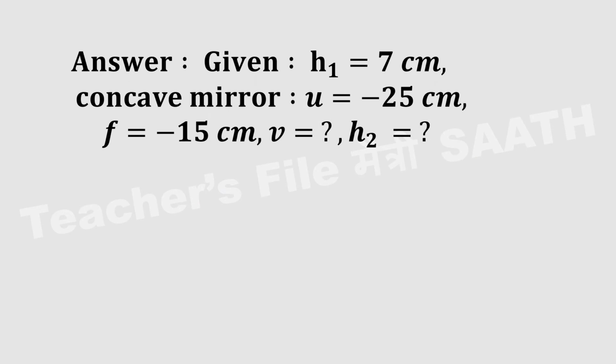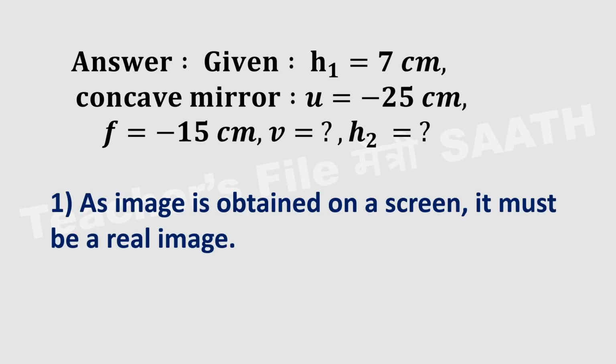Answer. Given h1 is equal to 7 cm. For concave mirror, u is equal to minus 25 cm, f is equal to minus 15 cm. Now we have to find out v and h2. As image is obtained on a screen, it must be a real image. Mirror formula is 1 upon v plus 1 upon u is equal to 1 upon f.